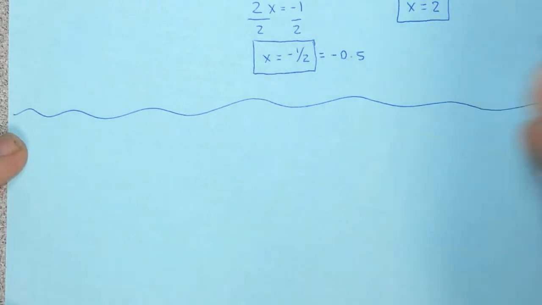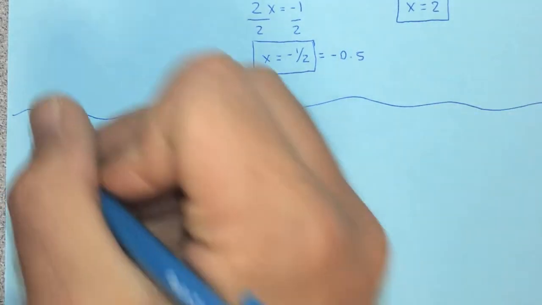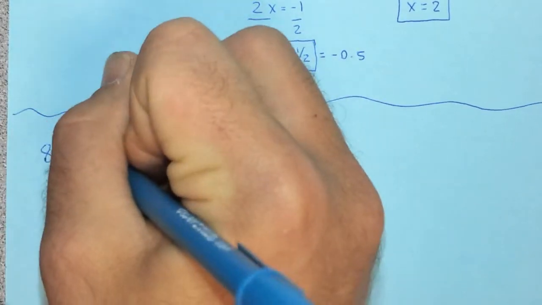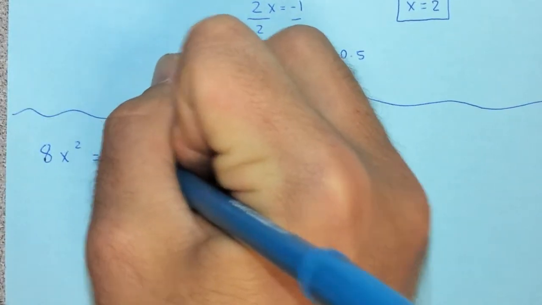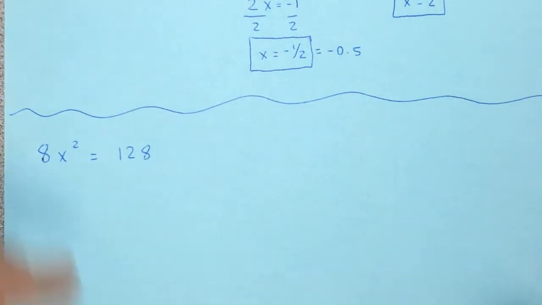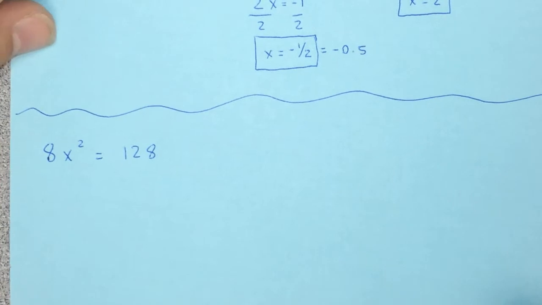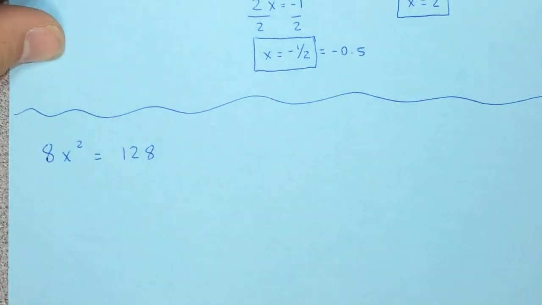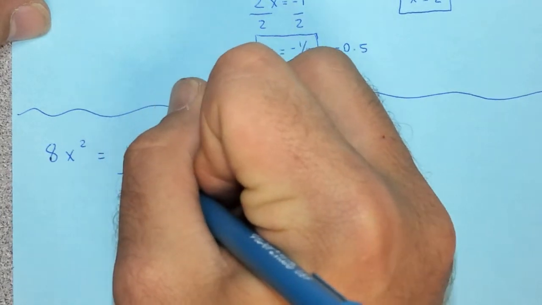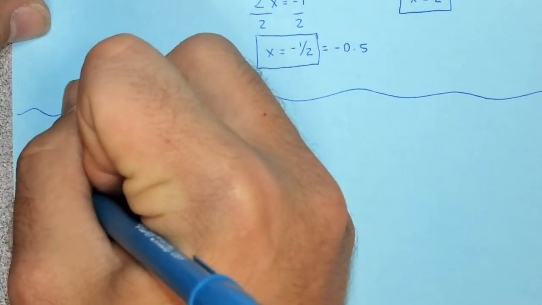Let's look at this one. This one has a couple weird things going on. Let's go 8x squared is equal to 128. This one looks stupid. It looks weird. Well, first off, I know I'm not in standard form because I'm not equal to 0. So let's get it into standard form. I'm going to subtract 128.